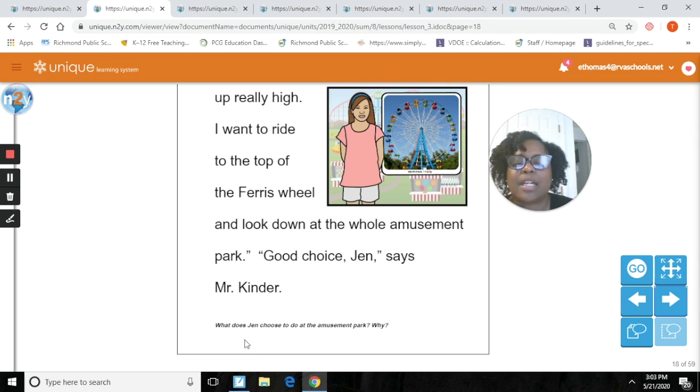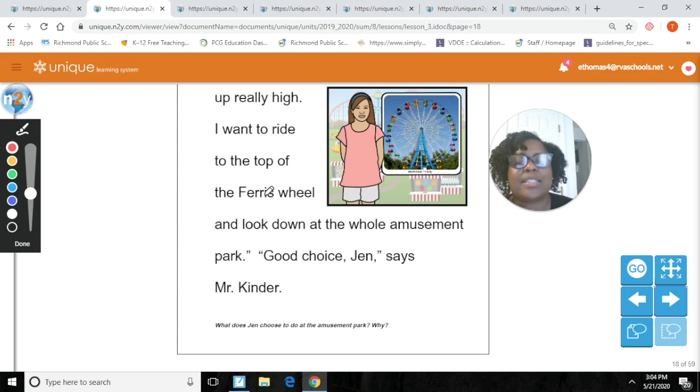Now here's our focus question at the bottom of our page. It says, what does Jen choose to do at the amusement park, and why? What did you say? She chose what? The Ferris wheel. Why? If we look, it's right here. She says, I want to ride to the top of the Ferris wheel and look down at what? The whole amusement park, because she knew she would see the whole amusement park. Okay? All right.